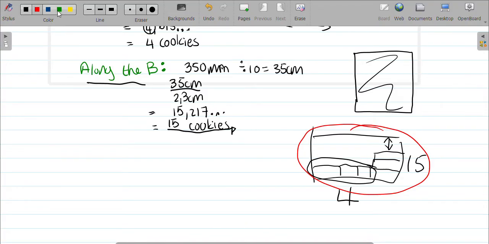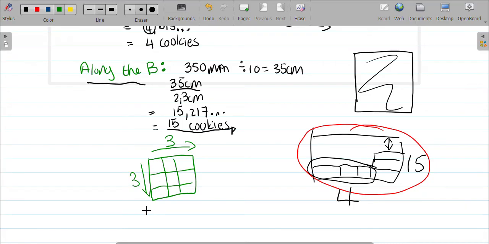So let me give you an example. Let's say now I have a random cookie tray and I have this many cookies in my cookie tray. Let's count them. 1, 2, 3, 4, 5, 6, 7, 8, 9. Well, I have 9 cookies. Now, how many cookies do I have going along this way? Well, I can count 1, 2, 3. I have 3 going along that way. How many do I have going along this way? Well, I have 1, 2, 3. So that's 3 going along that way.